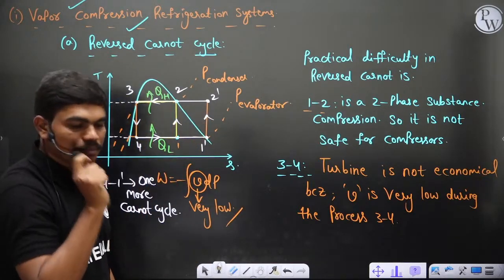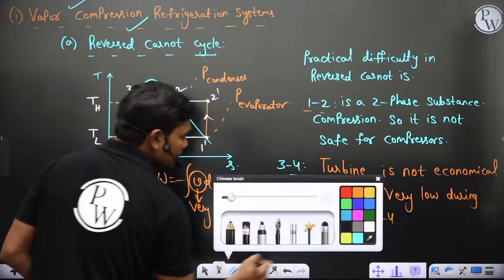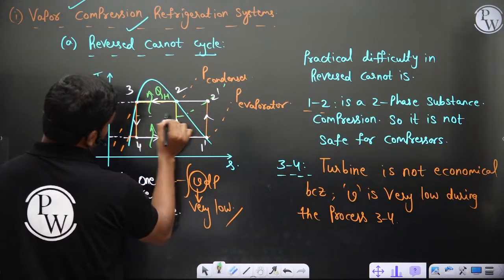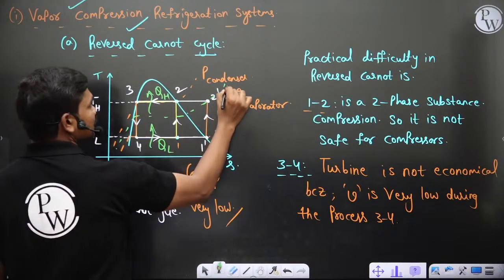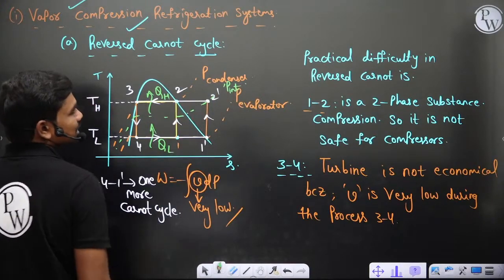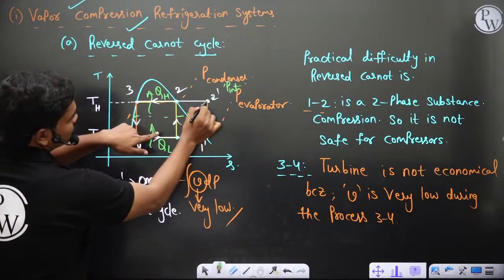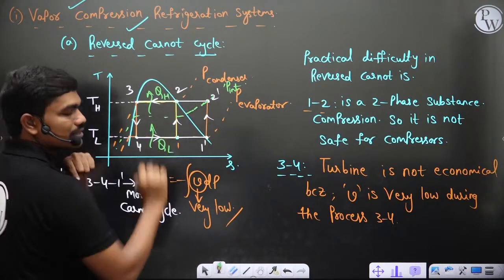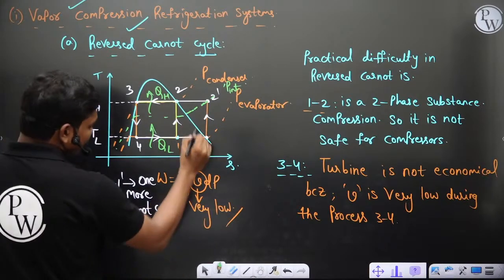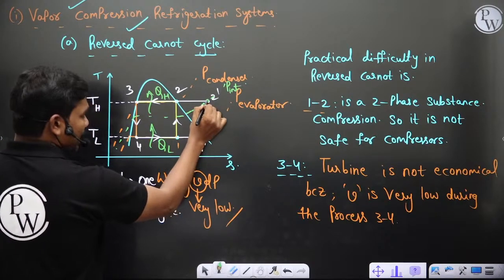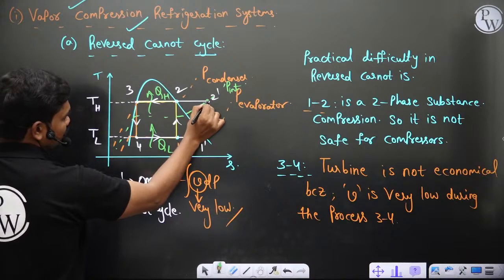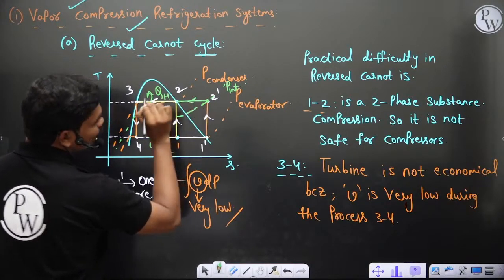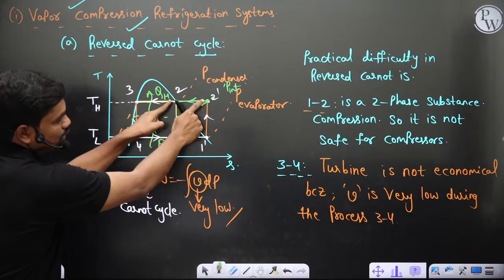Okay, but the practical difficulty in this is, if you see this pressure which is passing through this, this pressure is P intermediate. So this point 2' passes through some constant pressure curve which is intermediate between this evaporator and condenser. Now, this heat ejection is 2' to 3. Can anyone tell me what is this process 2' to 2?